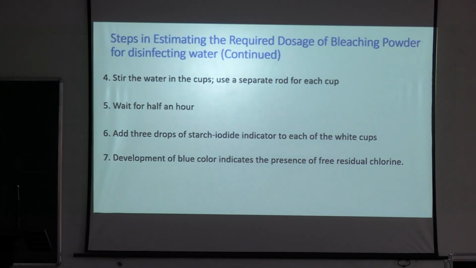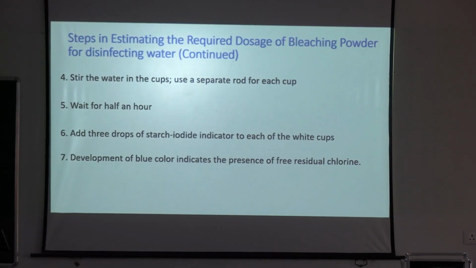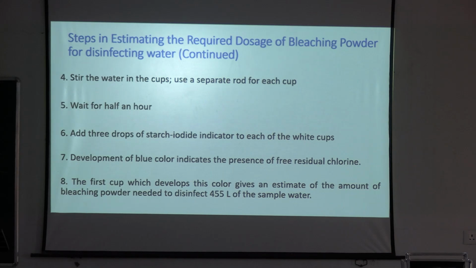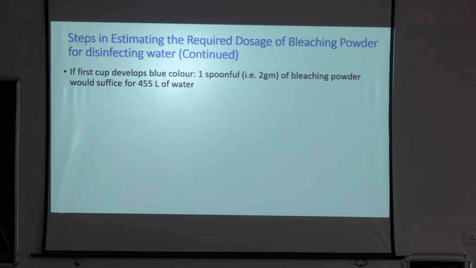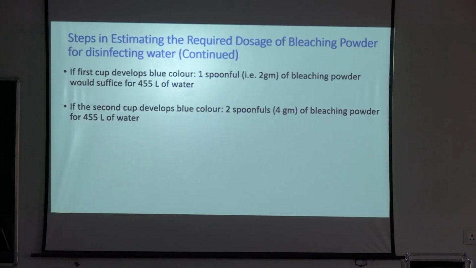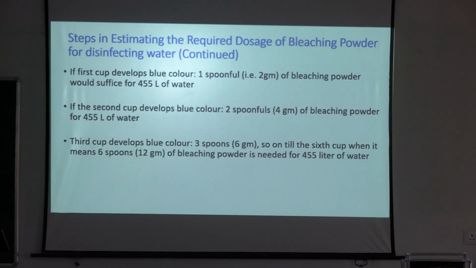So wherever there is blue color, we get to know that. If it is in the second cup, then we know that 2 drops is enough. If it is in the 4th cup, then we know that 4 drops are enough. Depending on which cup develops color first, we get an estimate of the amount of bleaching powder that is required to disinfect 1 gallon of water. If it is the first cup, 1 spoonful; if the second cup, then 2 spoonfuls; if the third cup, then 3 spoonfuls. So imagine, for 455 liters, just 1 spoonful, 2 grams.